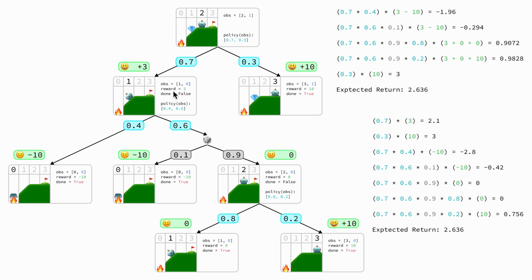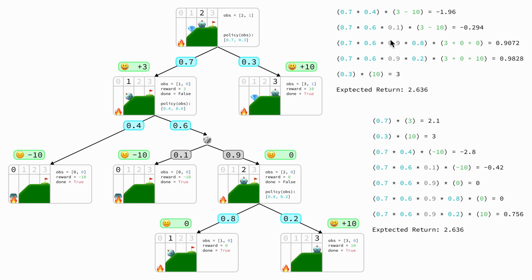But after taking this step, we could also receive these additional rewards. So we calculate those in. We take this -10. The probability of receiving that is 0.7 times 0.4. And we add that in right here. And then the probability of receiving this reward, 0.7 times 0.6 times 0.1. We add that in right here. And for all these other rewards, we'll add them in with the probability of receiving them. Again, I'm keeping in the rewards of 0 just to show how the calculations would work if they were different. And when we add all these up, we'll get the same value for the expected return, which is 2.636.